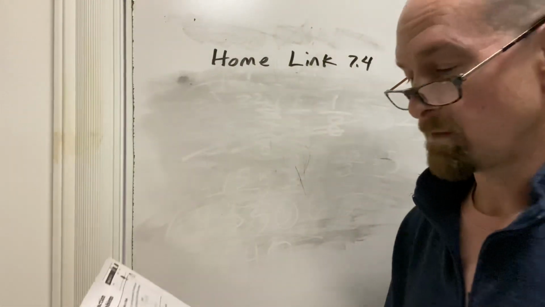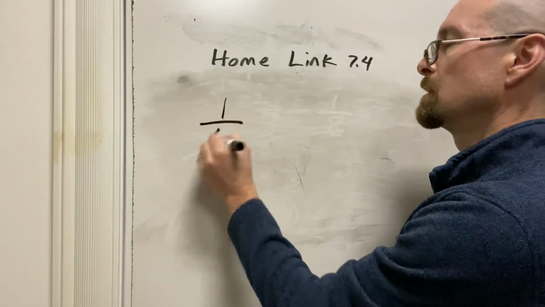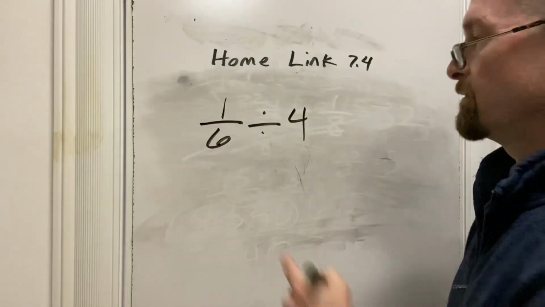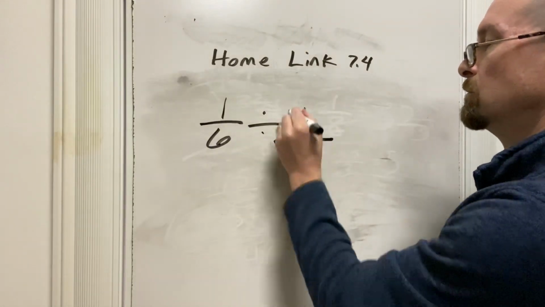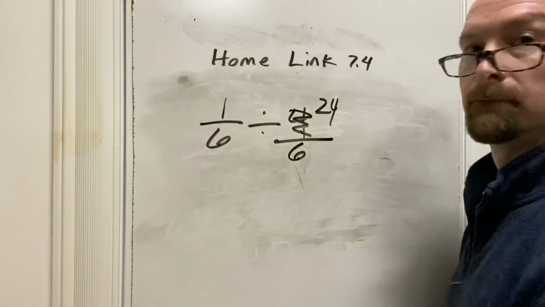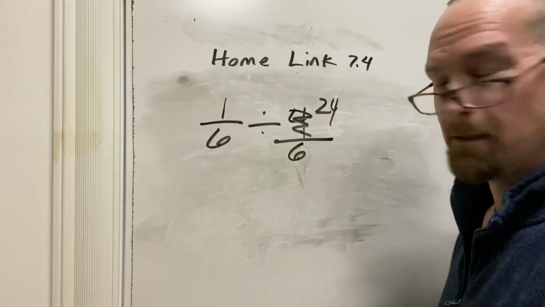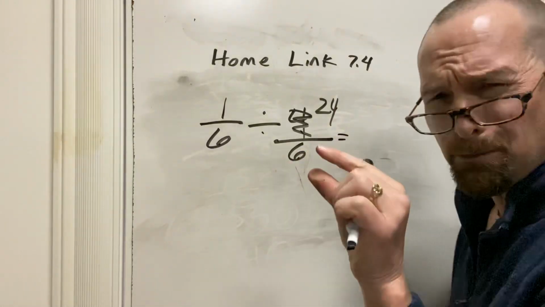All right, let's go to number 3. A sixth divided by 4. 1/6 divided by 4. All right, we need 6's over here. Boom. 24. I'm kind of starting to like this. I thought it was dumb, but it's not bad. Okay, it's a little bit dumb, just a little bit.